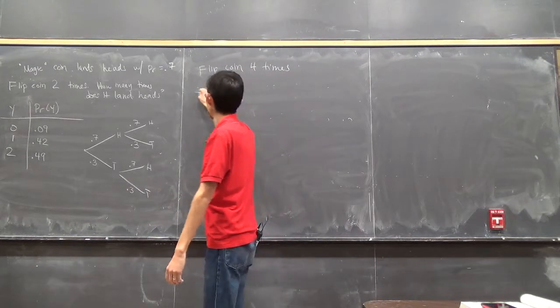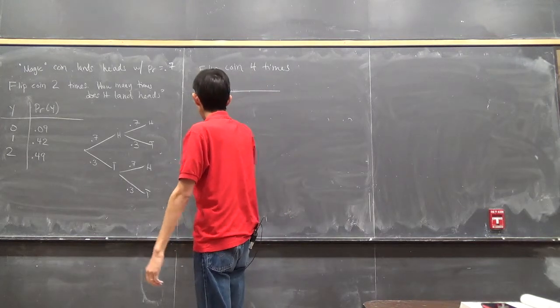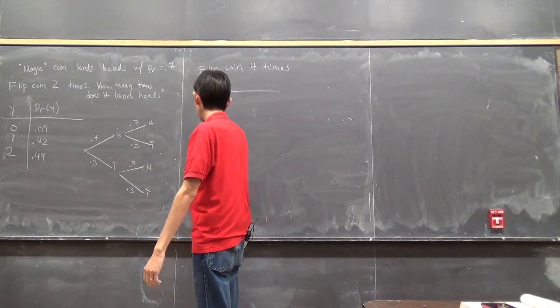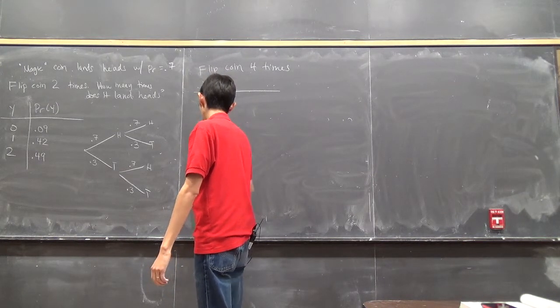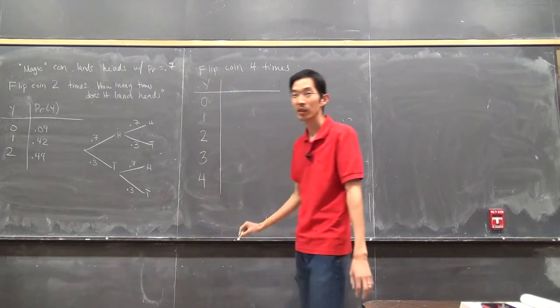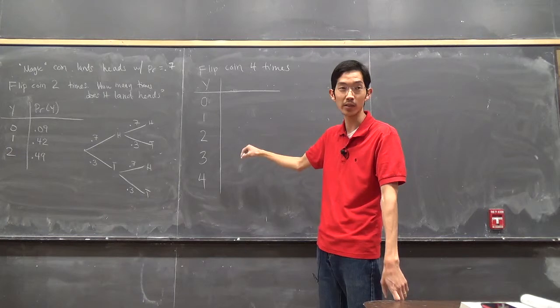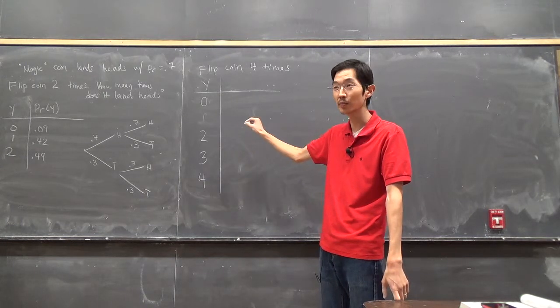Okay, and I want to know, so the number of times that it lands on heads can either be 0, 1, 2, 3, or 4. So after 4 coin flips, I could end up with 0 heads, 1 head, 2 heads, 3 heads, or 4 heads. We're good there.